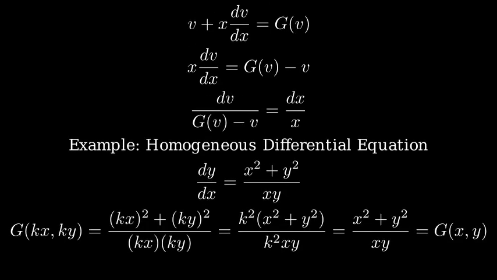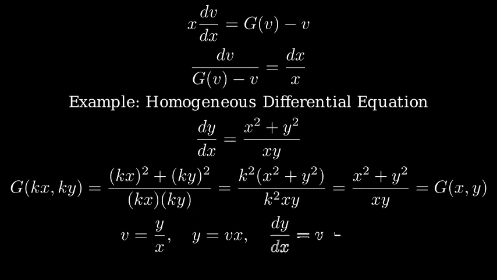If we replace x with kx and y with ky, g(kx, ky) = ((kx)² + (ky)²)/(kx·ky) = k²(x² + y²)/(k²xy) = (x² + y²)/(xy) = g(x, y). So g is homogeneous of degree 0, and we can use our substitution method.